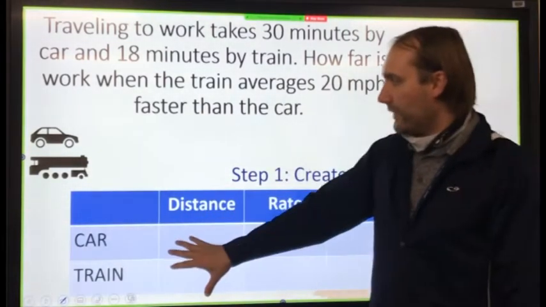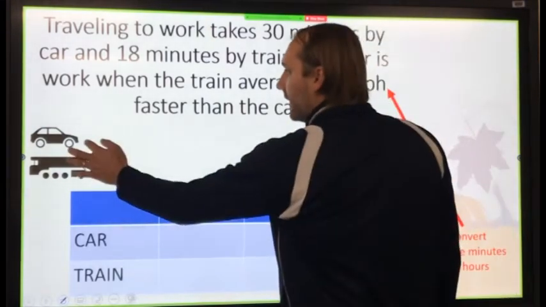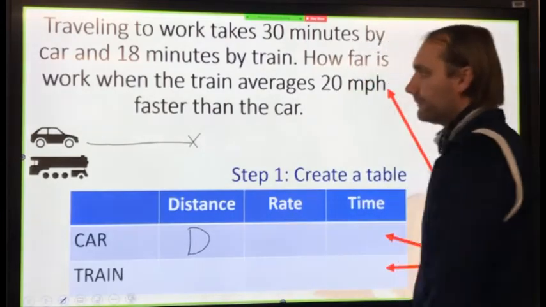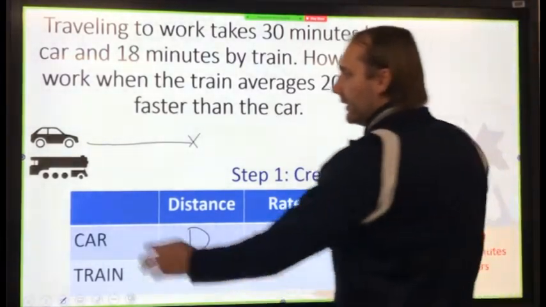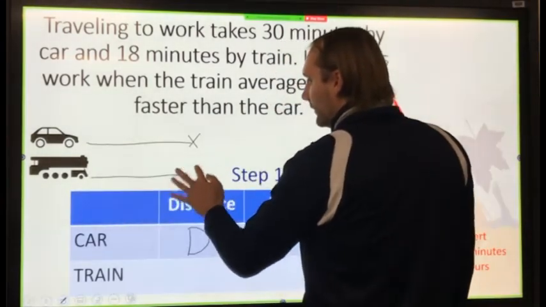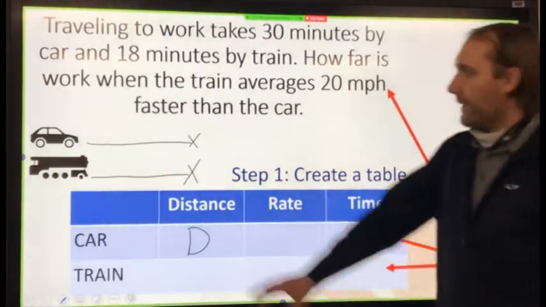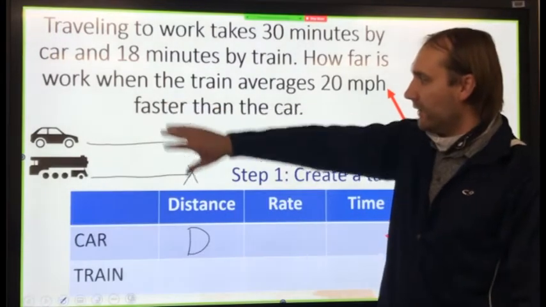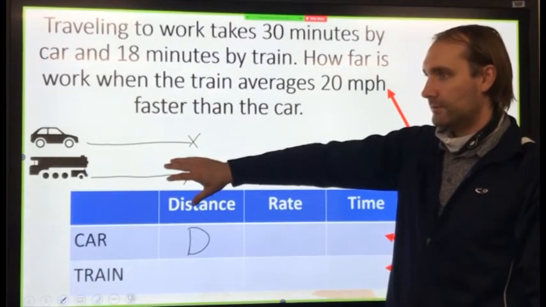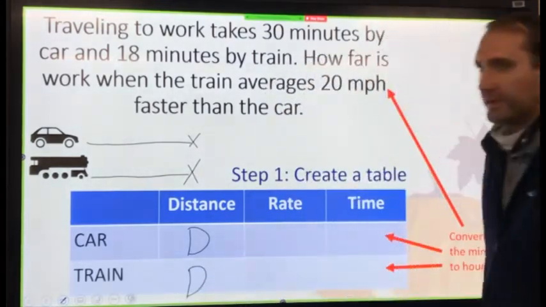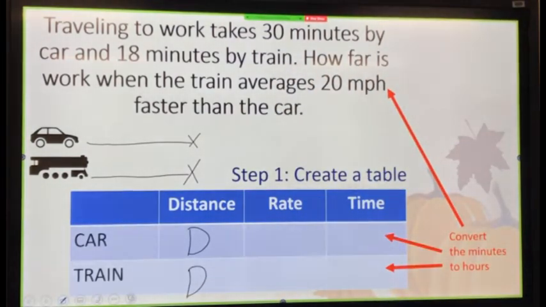So the distance. Do I know how far the car was traveling? No. I start here and I go to work. So I'm just going to call that D. The train started the same spot and ended at the same location, at work. So if my distance traveled for my car is D, what's the distance for my train? The same. They both traveled the same distance. So I'm going to call them both D. I don't know what that distance is, but I do know that they took the same route. They started at the same place and ended at the same place.